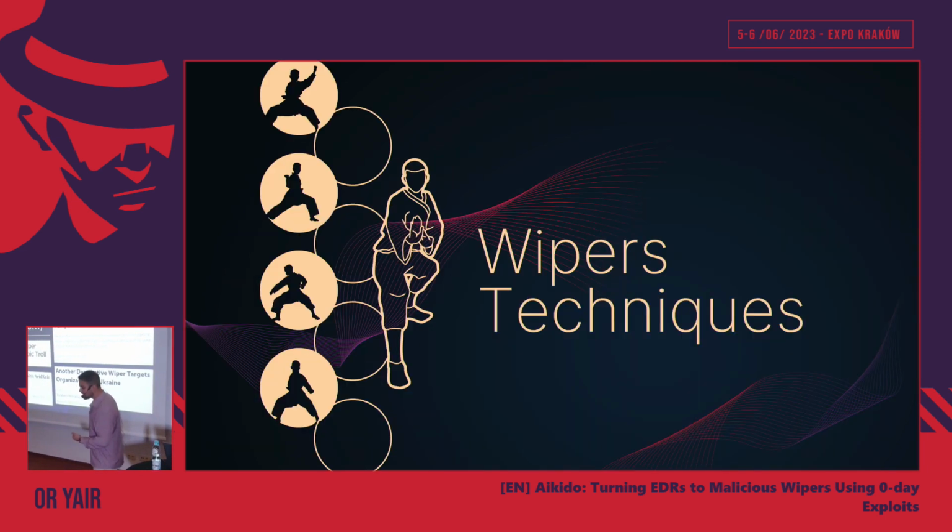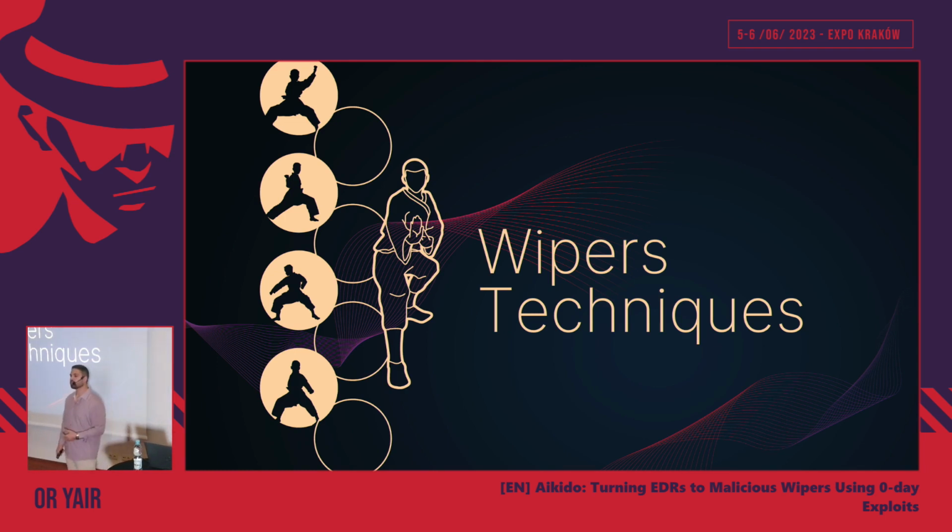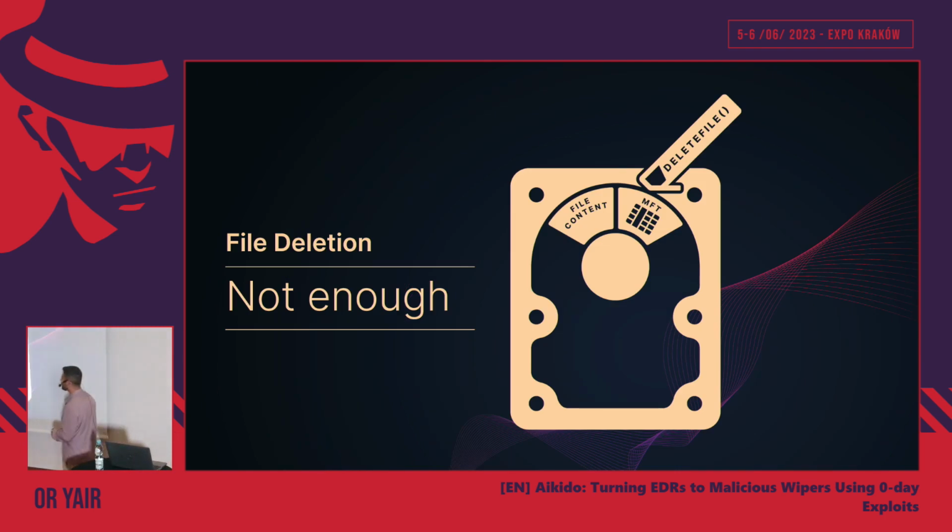But that is not why we are here in this talk. We are here to talk about the technical aspects of wipers. So, in order to talk about that, we must first understand something very important, which is the difference between deletion and a wipe. Deletion is a word which is very much associated with the word wiping, but there is actually a crucial difference between them. So we can take a look at the default deletion process in Windows to understand that.